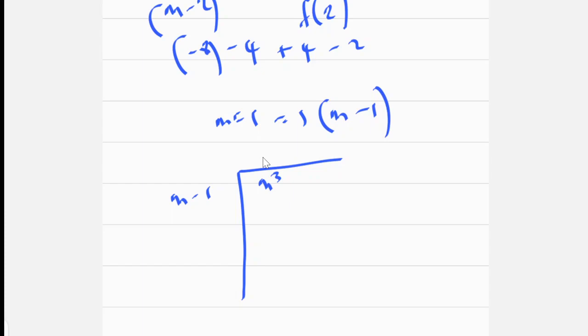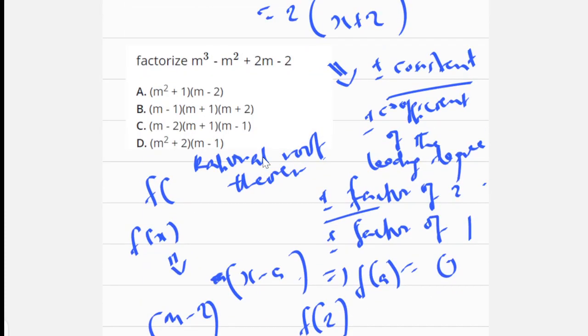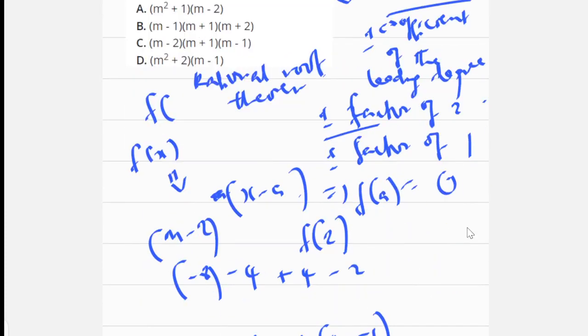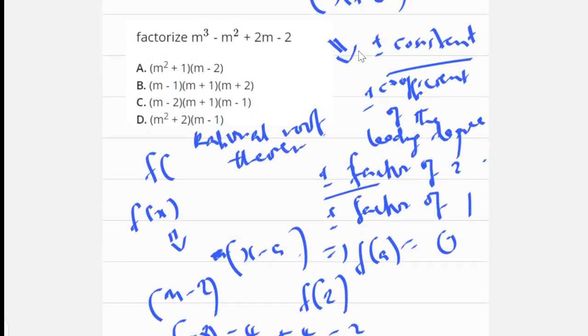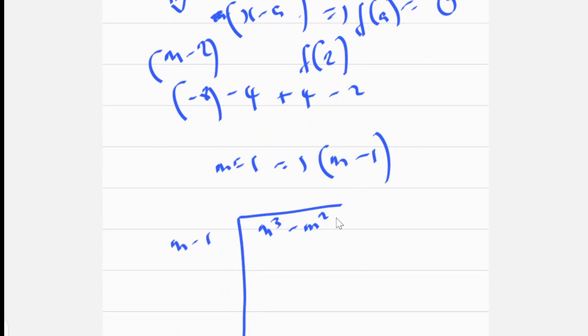I will tell you the simple method you can use: m cube minus m squared plus 2m minus 2.